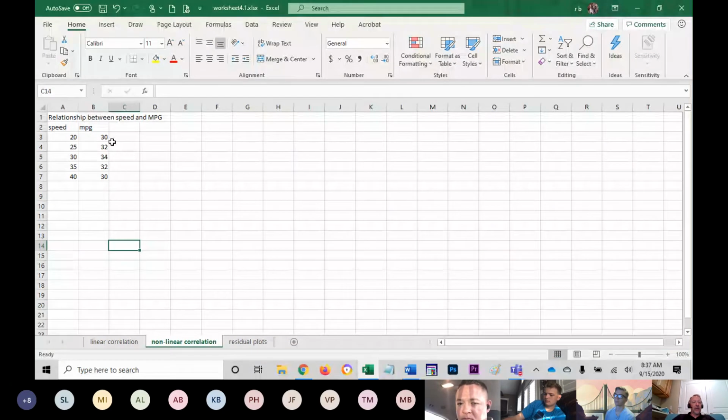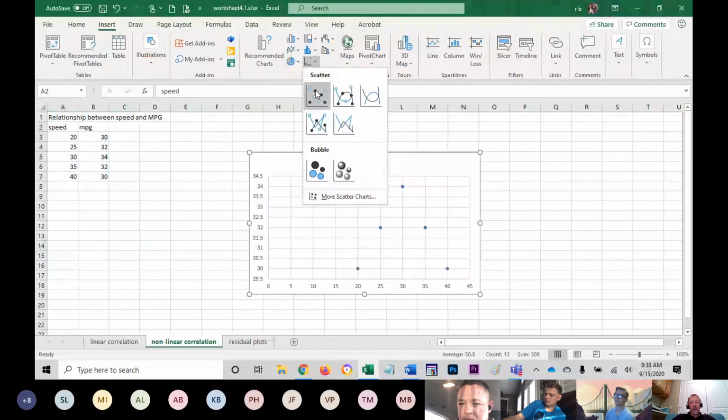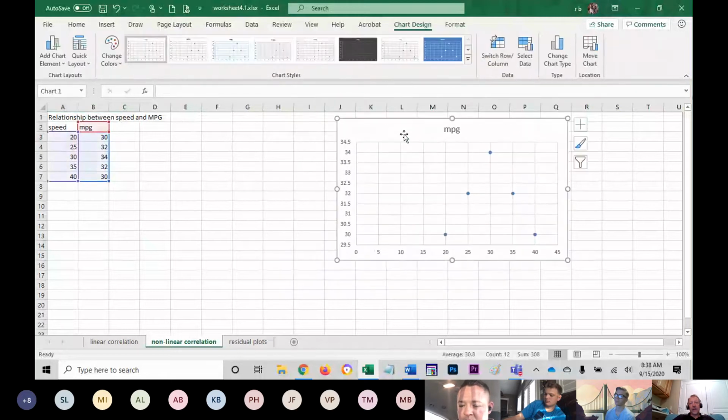Now, just for fun, let me show you an example of a nonlinear correlation. I'm going to create a scatter plot. Does that look like a straight line to you all? No. Okay.